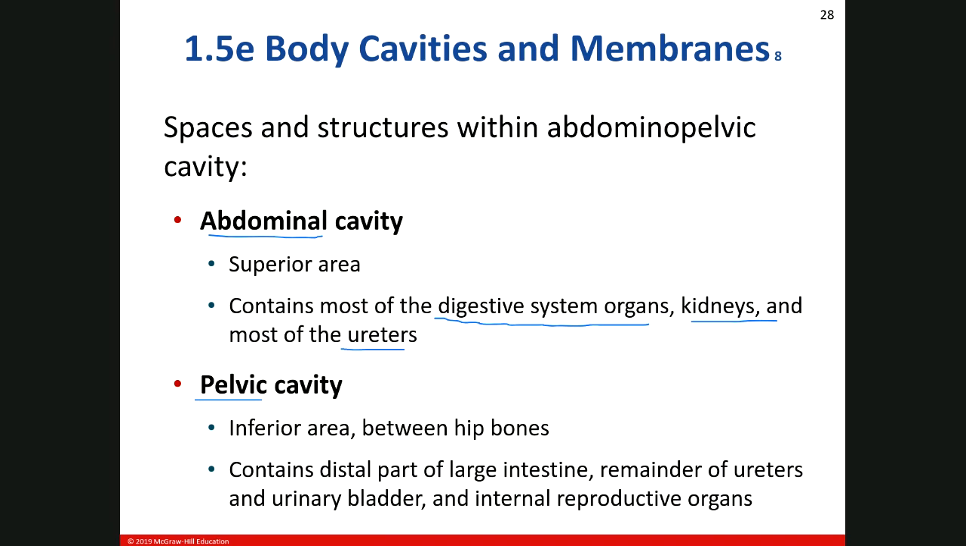In the pelvic cavity, this is where we're going to find the last part, the distal portion of the large intestine. Remember, distal is further away from the origin. The rest of the ureters, the urinary bladder, and then the internal reproductive organs. So that's what we'll find there. And again, we haven't done some of the labeling on this, and we'll do that here in a few moments.